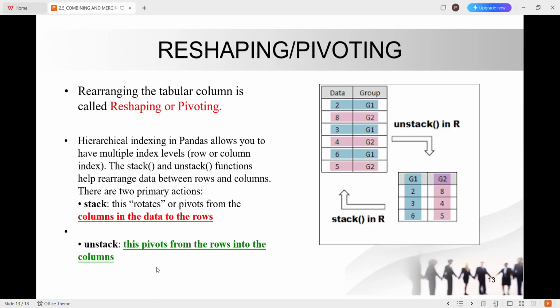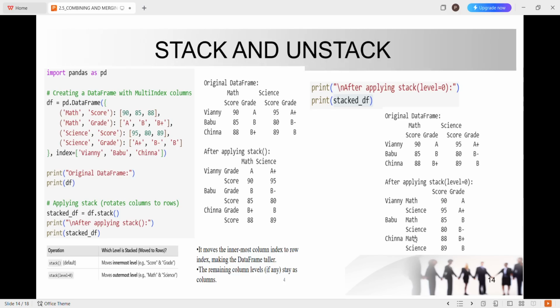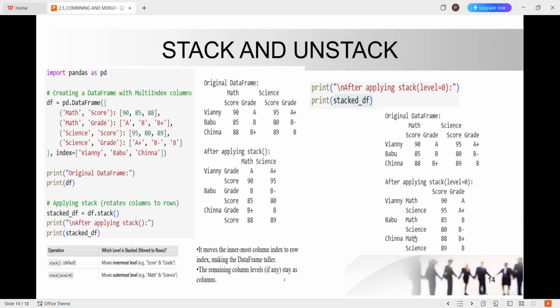And unstack does the vice versa function. When I say unstack, this just converts the columns to rows. So students, just remember one thing and you can remember the other one. Stack means columns to rows. Now we'll understand the concept of stack and unstack using Python, with its code and output.